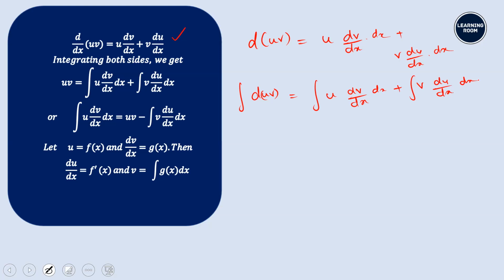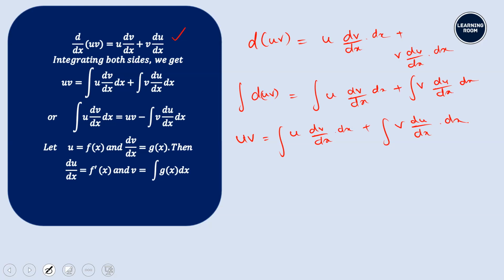Now, integral and derivative are counter operations of each other, so they get cancelled. So what we have is uv equal to the integral of u into dv by dx into dx plus the integral of v into du by dx into dx. Now I'm going to do a small rearrangement where I try to write the integral of u into dv by dx of dx in terms of the other two parameters.